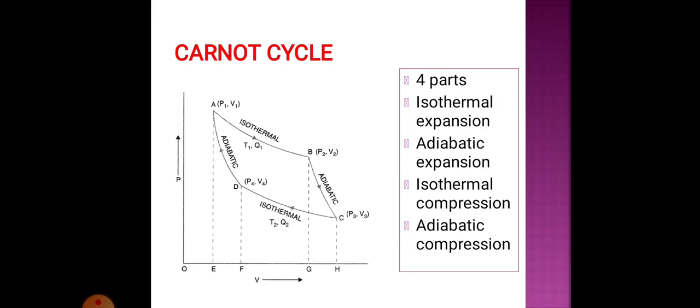So the system has returned. After the 4 segments, the system is returning to its initial state. That is why it is a cyclic process. And each segment is reversible. Therefore, this is a reversible cyclic process.